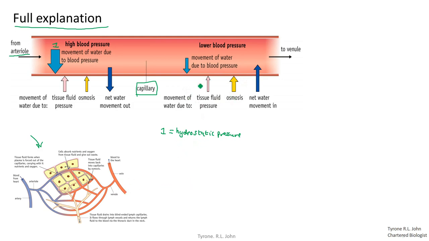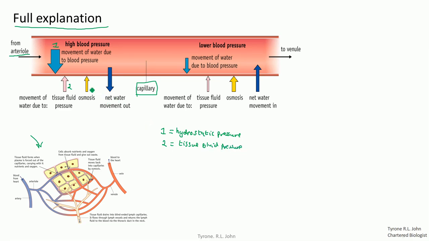Next, we need to look at these arrows that are outside of the blood capillary. So we've got this pink one here, number two. What that means is that the actual tissue fluid itself, when it is formed, creates a pressure, and that pressure is acting inwards towards the capillary. Okay, so that's the tissue fluid pressure.